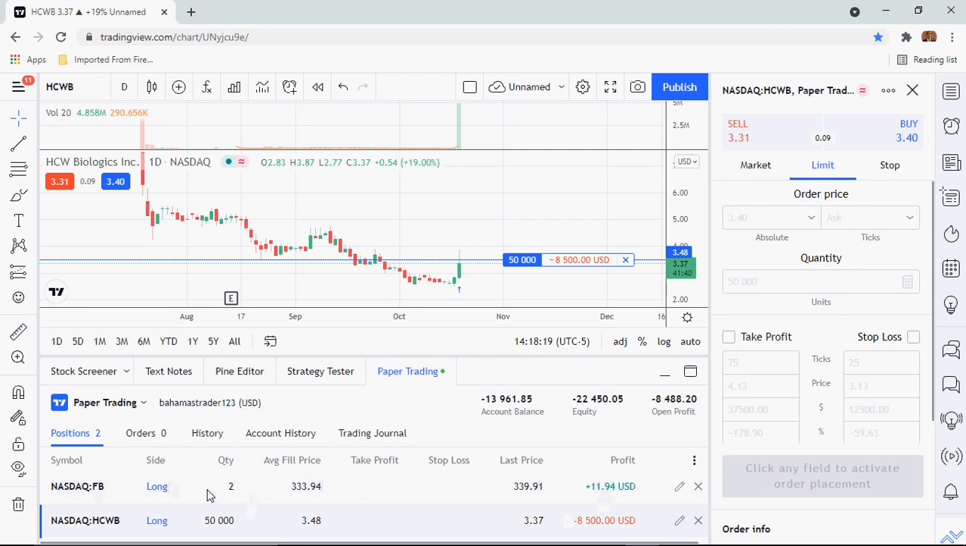I bought this Facebook, two quantities. It only went up $12. That's the problem too. If you do use 1 or 2% of your account, your quantity or your position size is going to be small. Which is good because if you lose, you're going to have a small loss. However, it affects your profit too. Because if it goes up in the direction you want, you're going to have a small profit as well. Okay? Here's how to fix this.